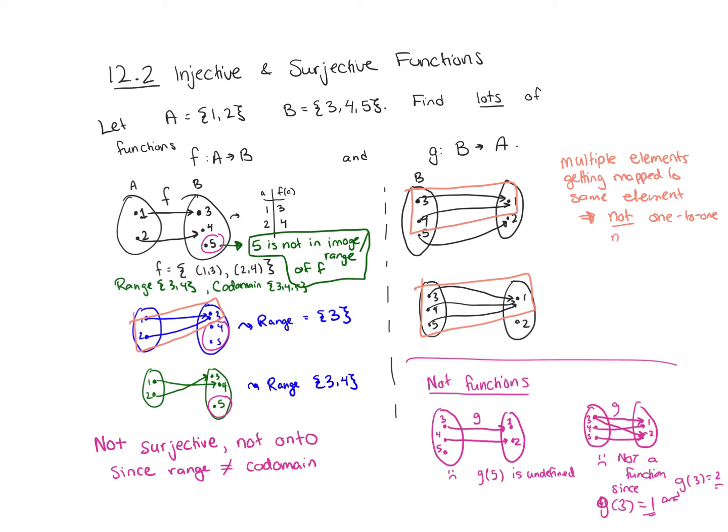Or another word for one-to-one is injective. So these functions are not injective because they're not one-to-one. There's two different elements that get output to the same element. So that's the main thing that we want to work on in this section, defining these words injective and surjective, which you might have seen before as one-to-one and onto.